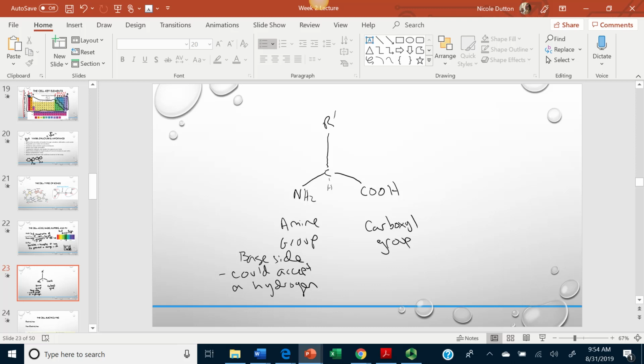If you see here, nitrogen only has 2 hydrogens, so you have the nitrogen that's bonded to the carbon, then the nitrogen bonded to one hydrogen and to another hydrogen. It could technically bond to another hydrogen in order to accept that hydrogen. Now the carboxyl group acts as the acid side. This hydrogen can be donated easily, so it could donate a hydrogen.